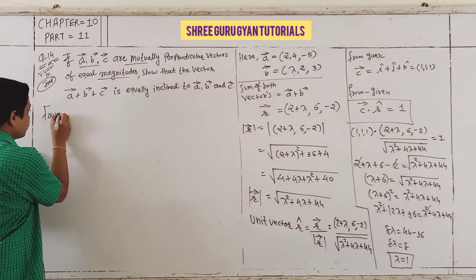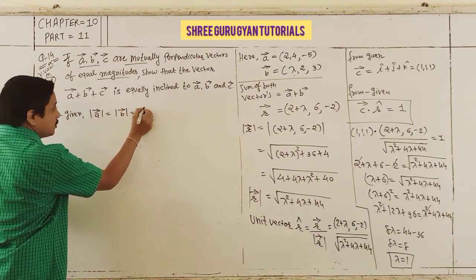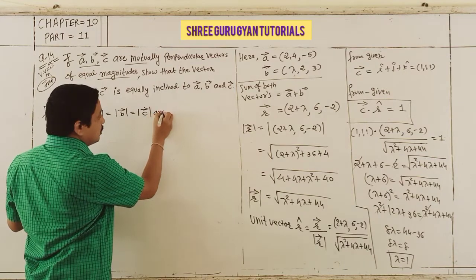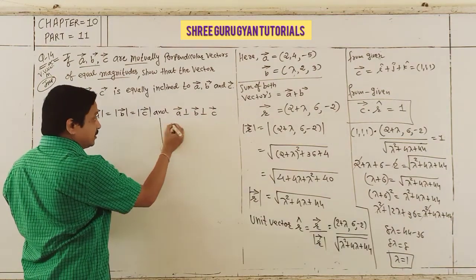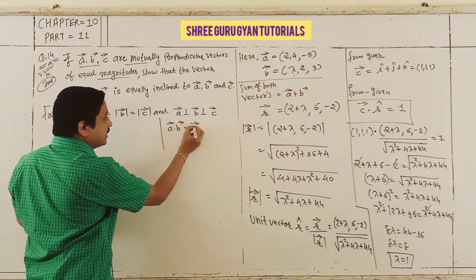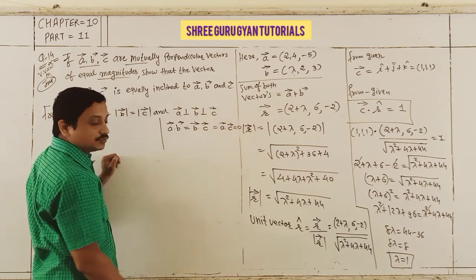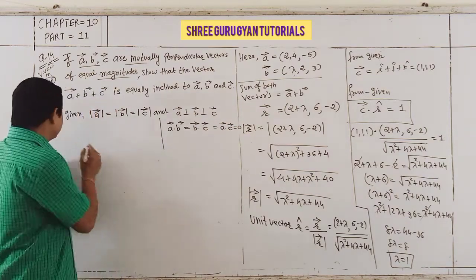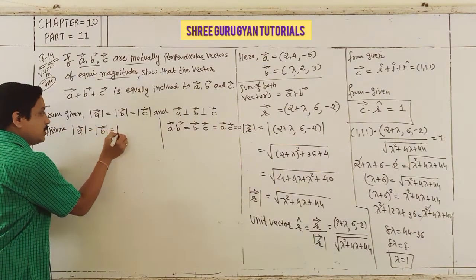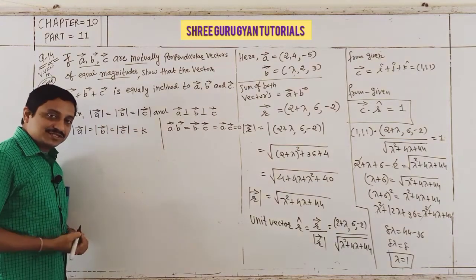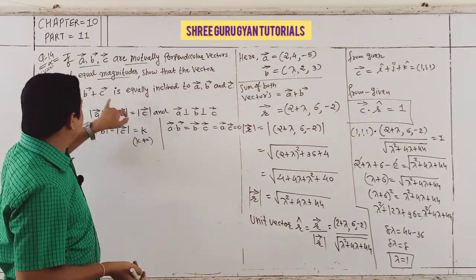So here it is given that they are mutually perpendicular and of equal magnitudes. So from the given, magnitude A, magnitude B, magnitude C are equal, and mutually perpendicular means A perpendicular B and B perpendicular C. That means students, A dot B, B dot C, and A dot C must be 0, and for equal magnitudes I assume magnitude A, magnitude B is equal to K, where K is any non-zero value. Okay, now I will show the equally inclined.